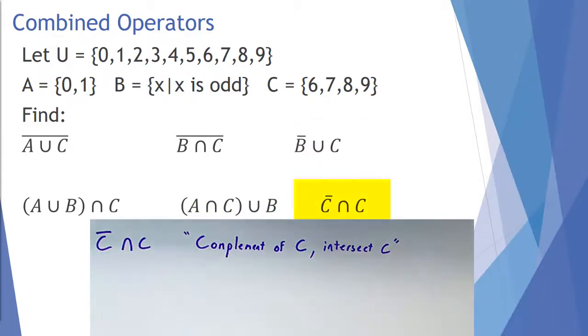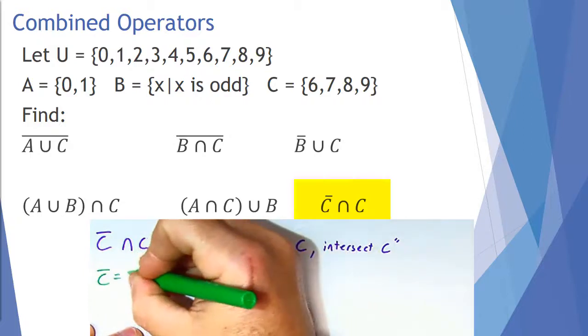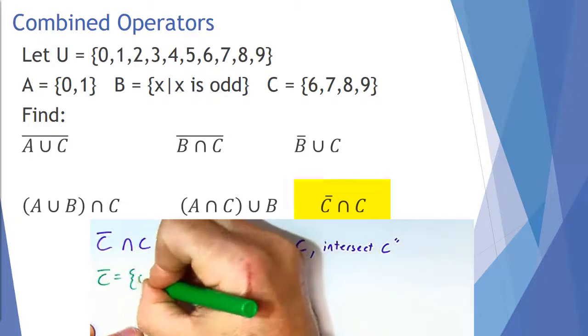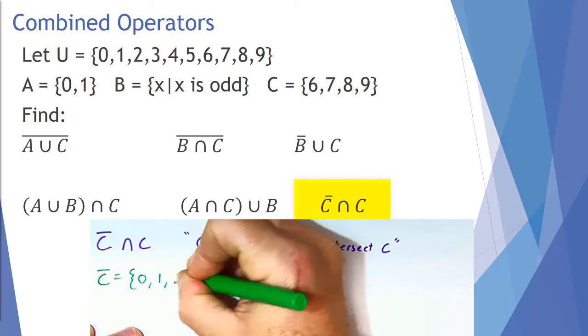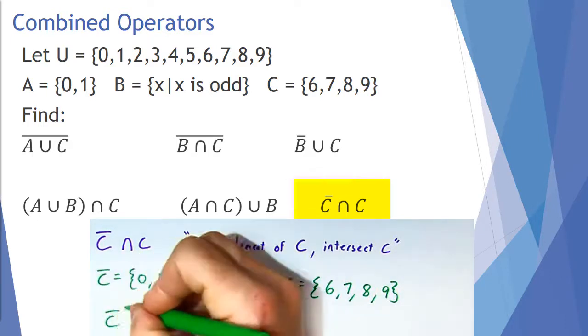And our last one, we want the complement of C intersected with C. Well, let's list these. C is shown on your screen, that's 6, 7, 8, and 9, and therefore the complement of C is going to be 0, 1, 2, 3, 4, and 5. Since C is 6, 7, 8, and 9, we can find their intersection.